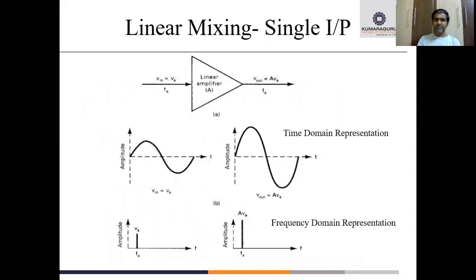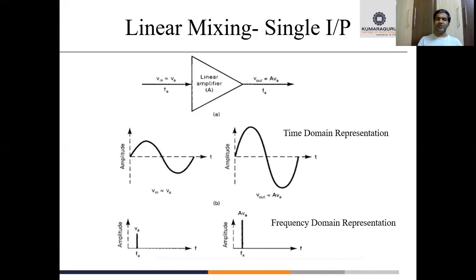So here you could see a linear amplifier with a gain A. Vin is nothing but your input voltage signal, and Vout is your output signal. And you know for a linear amplifier, the output is gain times your input. So Vout is nothing but A times Vs, A times your input Vs.